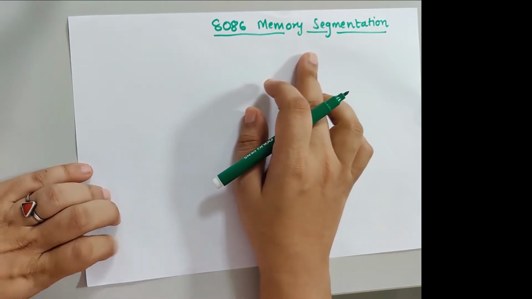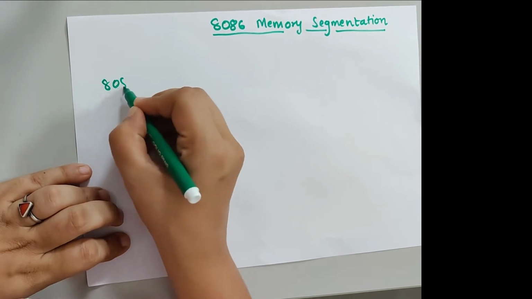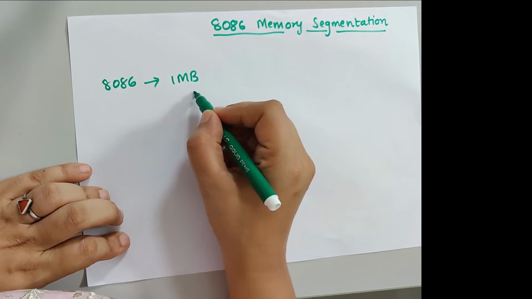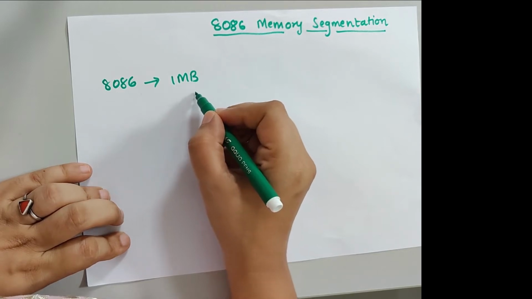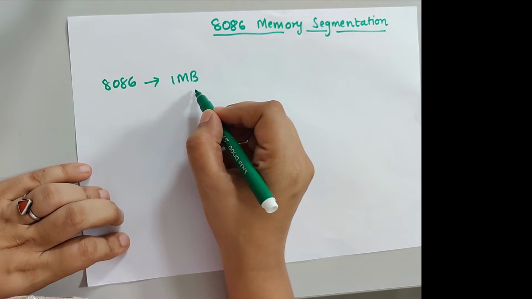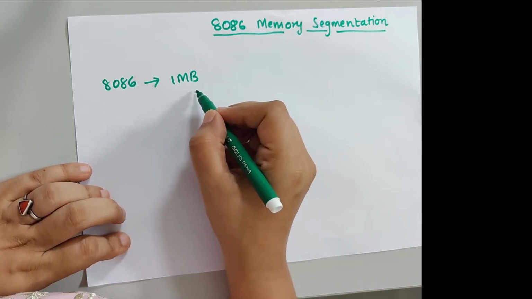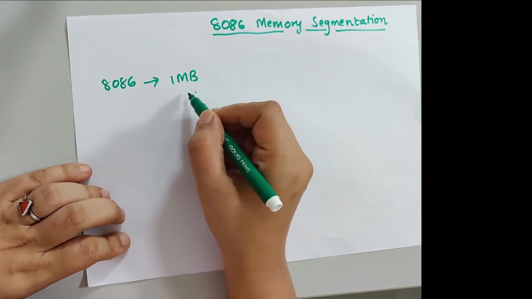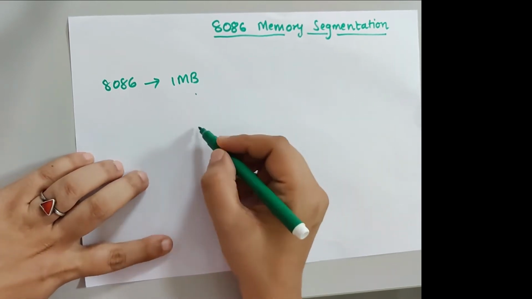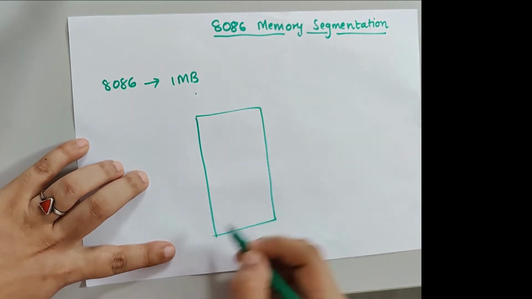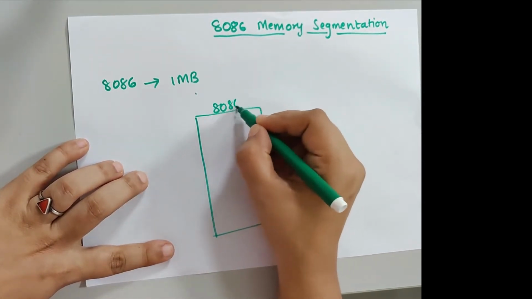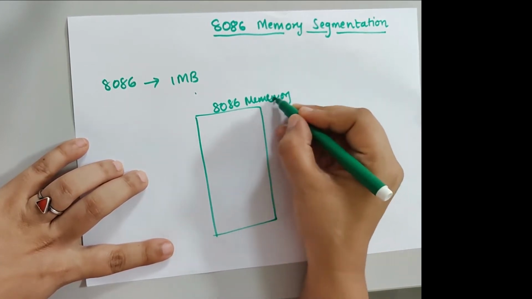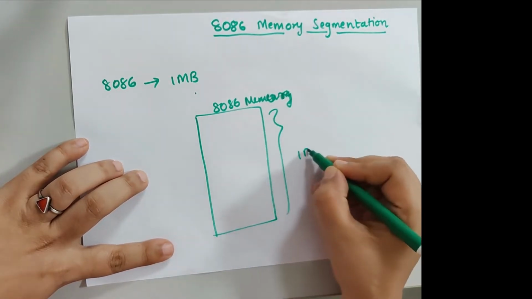As we all know, 8086 can access a total of 1 MB memory, right? Why 1 MB? Because the address bus is 20 bits. As we've seen in the previous videos, with the help of 20 bits, we can access a total of 1 MB memory. Now, suppose this is the memory accessed by 8086. This is the 8086 memory, a total of 1 MB.